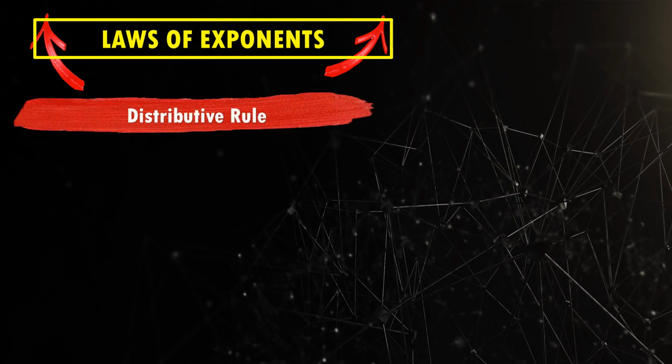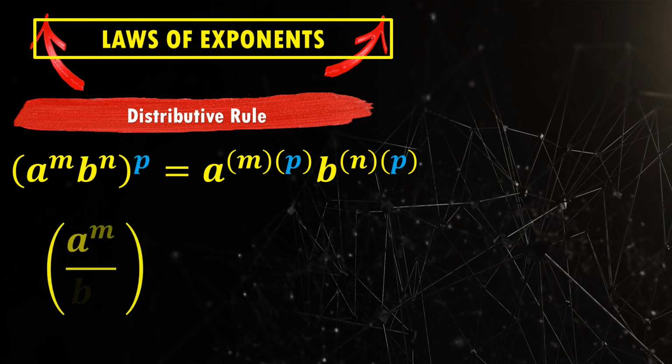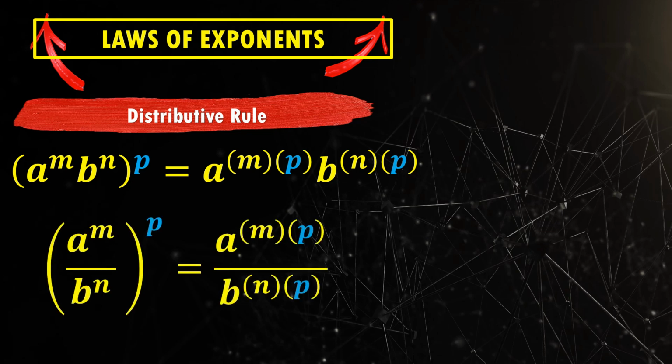Fourth rule, we have the distributive rule. We have the quantity a raised to m times b raised to n, raised to p, is equal to a raised to m times p, b raised to n times p. So same with quotient rule, i-distribute nyo lang din yung power sa labas, or yung exponent sa labas. So we have a raised to m over b raised to n, raised to p, is equal to a raised to m times p over b raised to n times p.